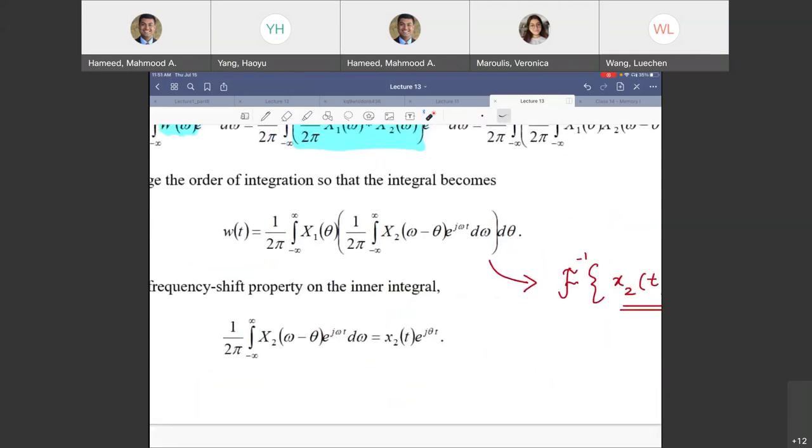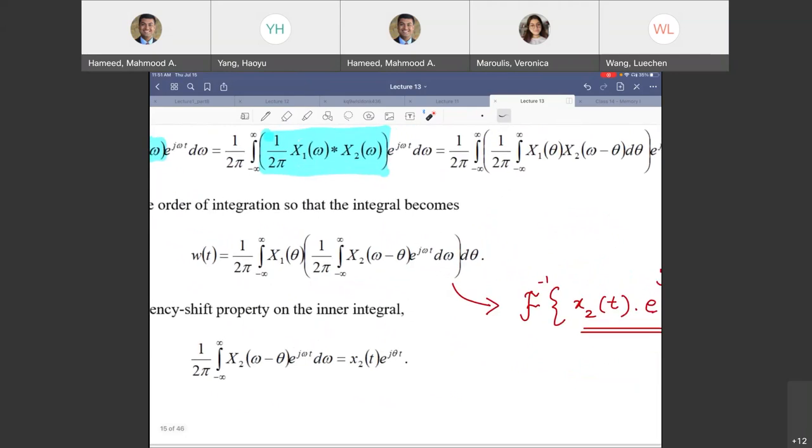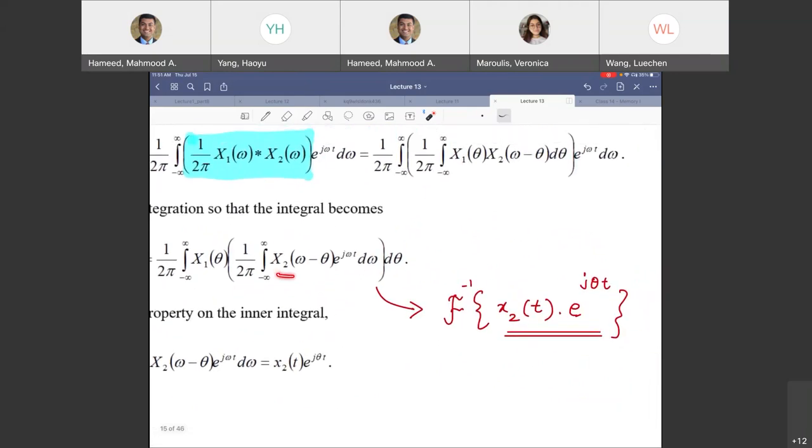Now if you observe this, what do you have? This is 1 over 2 pi integration of a frequency domain signal e to the j omega t d omega. This is simply the inverse Fourier transform of X2 of omega minus theta. This is a frequency shift. Frequency shift property says that this should be, in time, x2 of t e to the j theta t.